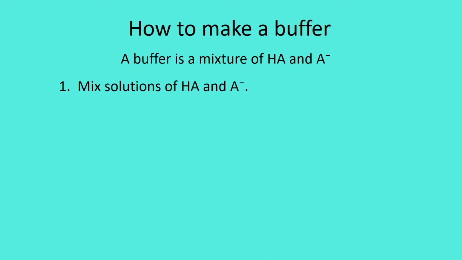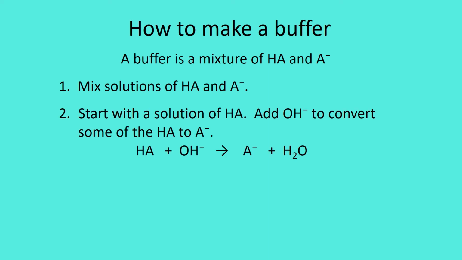First of all, we could just mix solutions of HA and A minus, or we could just start with a solution of weak acid and then add strong base hydroxide to convert some of the weak acid to weak base. Notice in the equation, when you add strong base to weak acid, you convert it to weak base and water. So starting with weak acid, if the amount of strong base is less than the amount of weak acid we started with, we end up with a mixture.